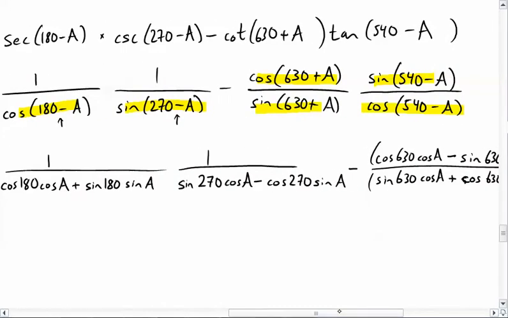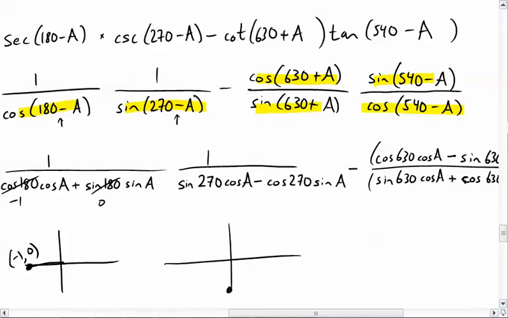Now, using special angles, a lot of these things will cancel again. So let me figure out these 180s. So 180 is over here. Cosine is the x-coordinate, which is -1. And sine is the y-coordinate. So instead of cosine, I've got -1. Instead of sine, I have 0. 270 is down here at 0, -1. So my x-coordinate is my cosine value. My y-coordinate is my sine value. So x-coordinate is 0. So cosine becomes 0, which means everything attached to that term becomes 0. And sine is -1.